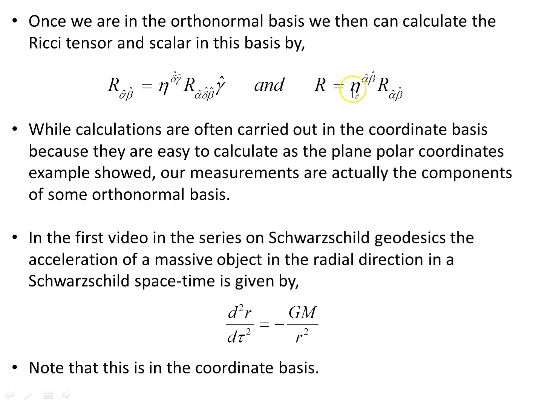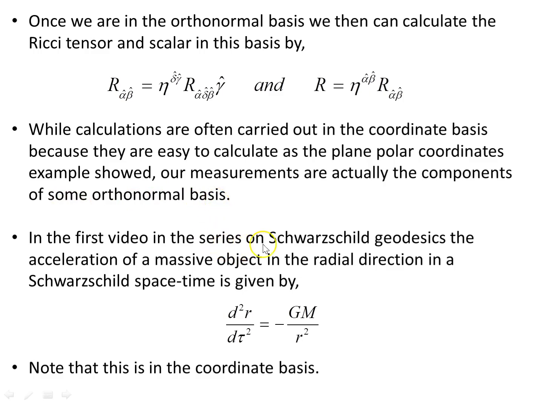The Ricci scalar, same way again: the inverse Minkowski metric multiplied by the Ricci tensor in the orthonormal basis here. Notice the hats for the orthonormal basis. That gives us the Ricci scalar. Now, calculations are often carried out in the coordinate basis because they're easy to calculate, as the plane polar coordinates example showed. Our measurements are actually the components in some orthonormal basis. So we need to convert to the orthonormal basis, which is what I explained on the previous page.